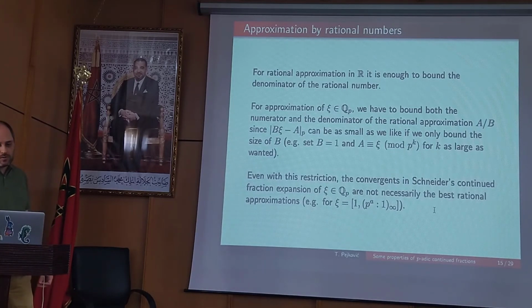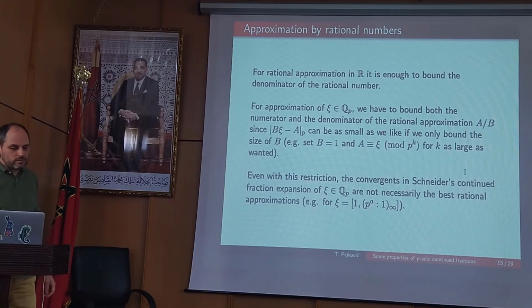For rational approximation in real numbers, it is enough to bound the denominator of the rational number, because if we bound the denominator, then we also bound the numerator. If a number is close to some other number, then we can do this. For approximation of a p-adic number, we have to bound both the numerator and the denominator of the rational approximation a over b, since this difference, the p-adic absolute value of big psi minus a, can be as small as we like if we only bound the size of the denominator.